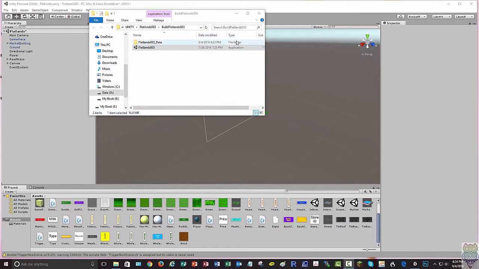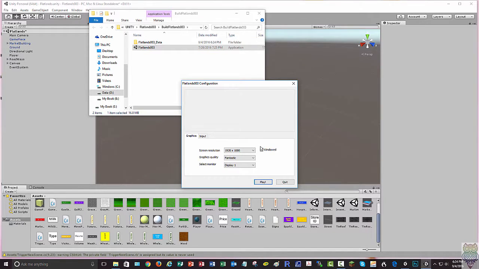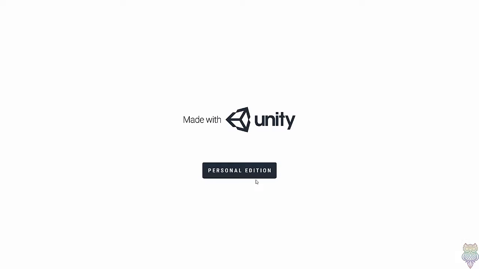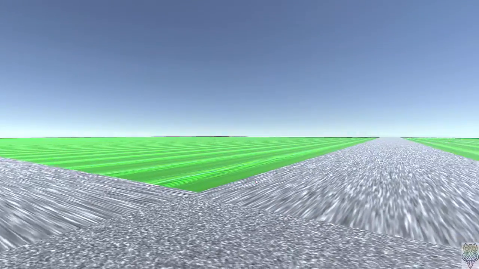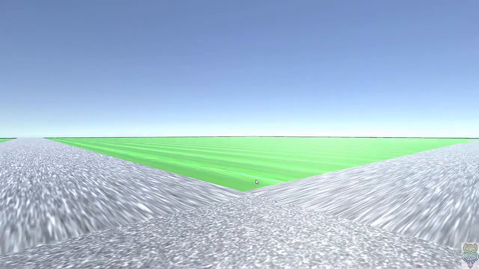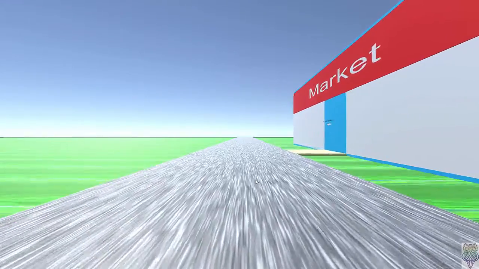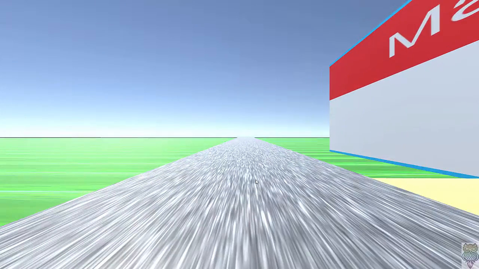Alright, so this is Flatlands 003. We have 3 scenes linked together, so we'll play the game. This is Flatlands. As you see, I don't have a lot of buildings up. But if you look over here, we have Bob's Market. So we'll go to Bob's Market.